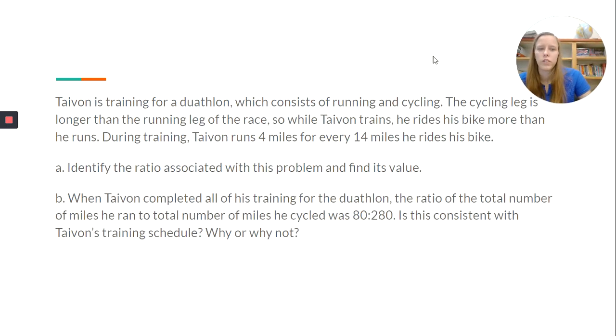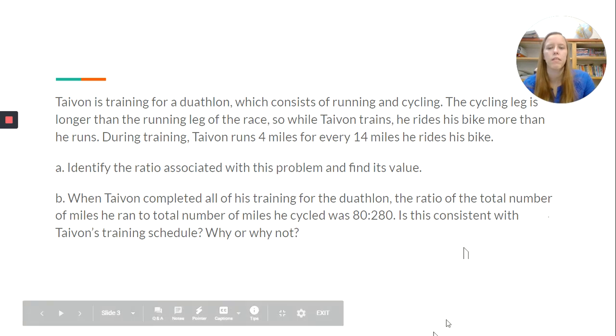Okay, so let's look at Tayvon. Tayvon is training for a duathlon, which consists of running and cycling. The cycling leg is longer than the running leg of the race. So while Tayvon trains, he rides his bike more than he runs. During training, Tayvon runs 4 miles for every 14 miles he rides his bike. So first, identify the ratio associated with this problem, then find the value of the ratio.